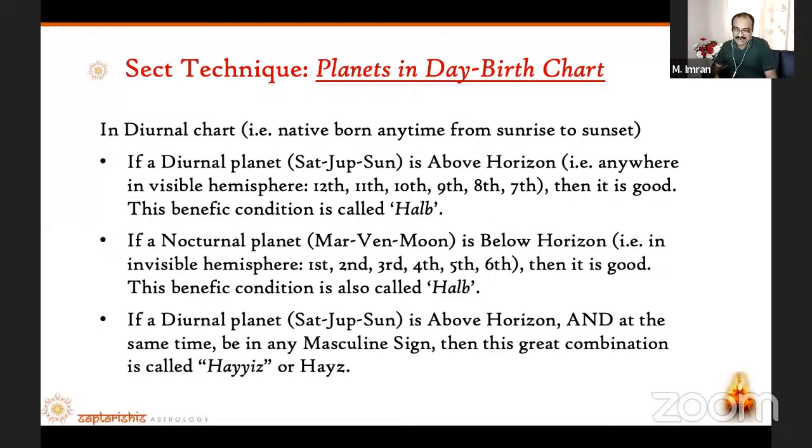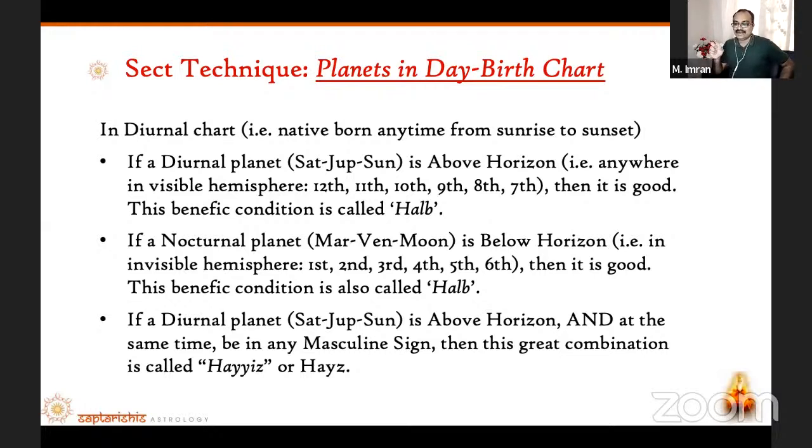If a diurnal planet, Saturn, Jupiter, Sun, right, Saturn or Jupiter or Sun or any two or all three are above the horizon, that is anywhere in the visible hemisphere part of your chart, that is 12th house, 11th house, 10th house, 9th house, 7th house, or part of 7th house, then it is good. And this goodness is technically called hayz, a technical word, an old word for being part of a sect, right?